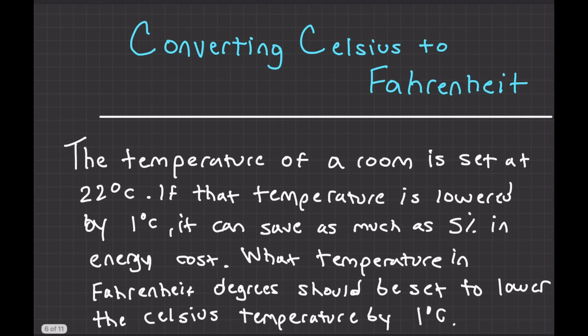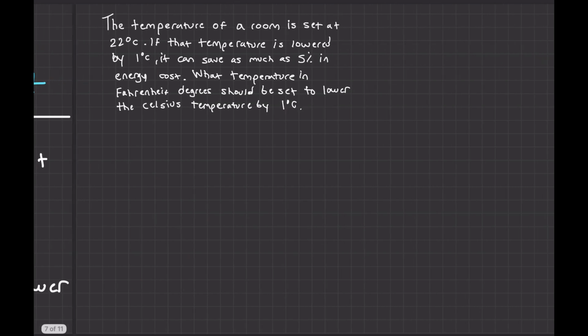So if we go into our practice problem, let's start with converting Celsius to Fahrenheit. The prompt reads, the temperature of a room is set at 22 degrees Celsius. If that temperature is lowered by 1 degree Celsius, it can save as much as 5% in energy costs. What temperature in Fahrenheit degrees should be set to lower the Celsius temperature by 1 degree Celsius?